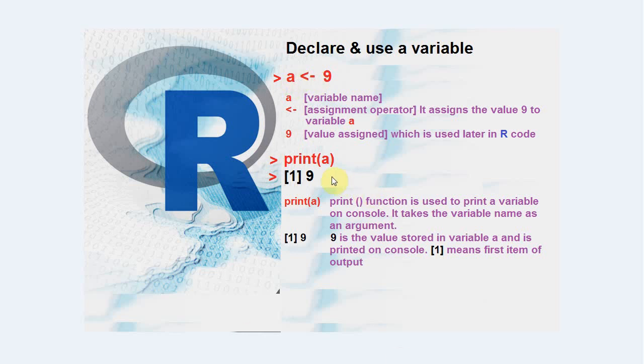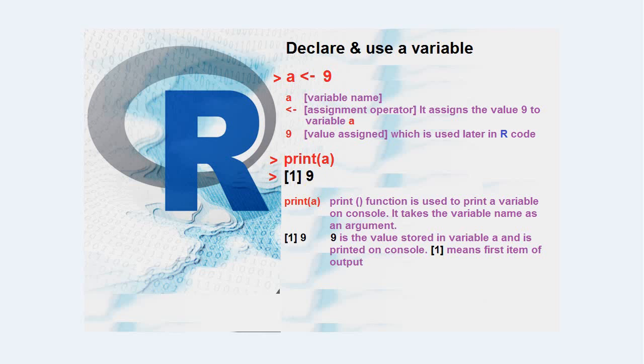Now later in program, when you want to access this variable, you can use this name. So the simplest access is to print that value on console with print function. So print is given this variable name which is A, which will output 9, the value stored in that box. Print function is used to print a variable on console. It takes the variable name as an argument.